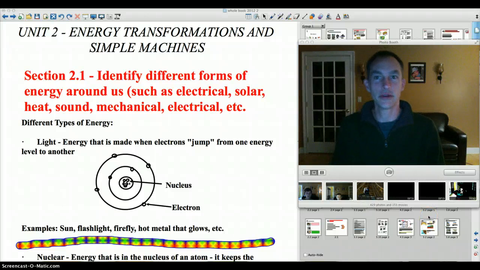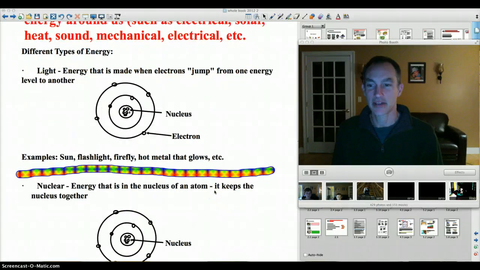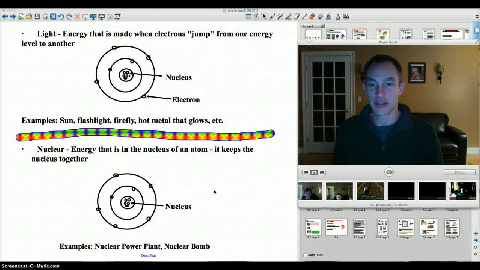Okay, everybody, Unit 2, Energy Transformations in Simple Machines. First section, different types of energy. First, light. Light is made when electrons jump from one energy level to another. When they come back, they emit a little burst of energy that we call light. Next, nuclear energy. Energy that keeps the nucleus together. Very strong, like a nuclear bomb.